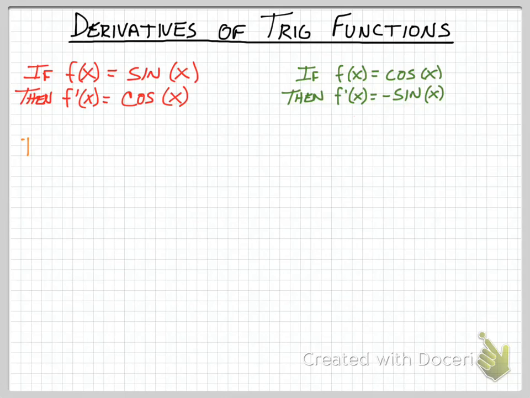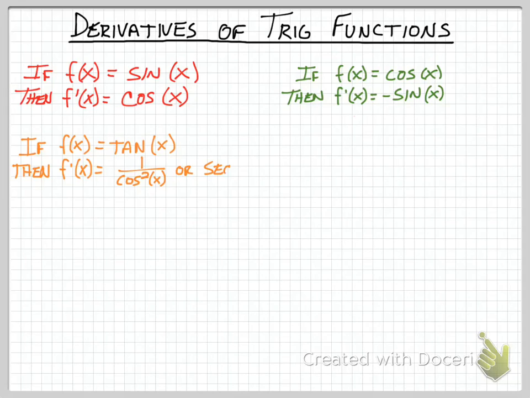Moving on to tangent. If f of x equals tangent of x, then f prime of x is going to be equal to 1 over cosine squared x. Or if you remember the relationship between cosine and secant, we could also write this as secant squared x. So you could write those either way.